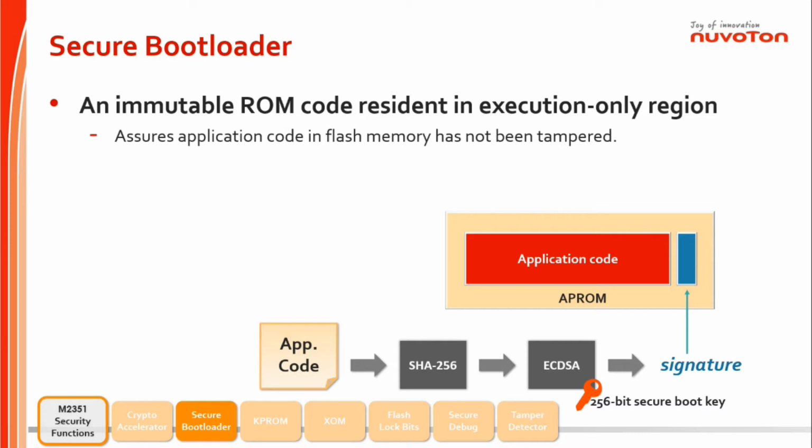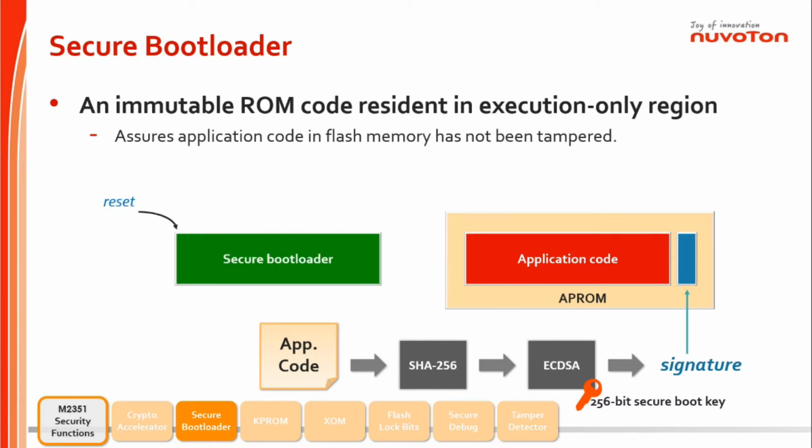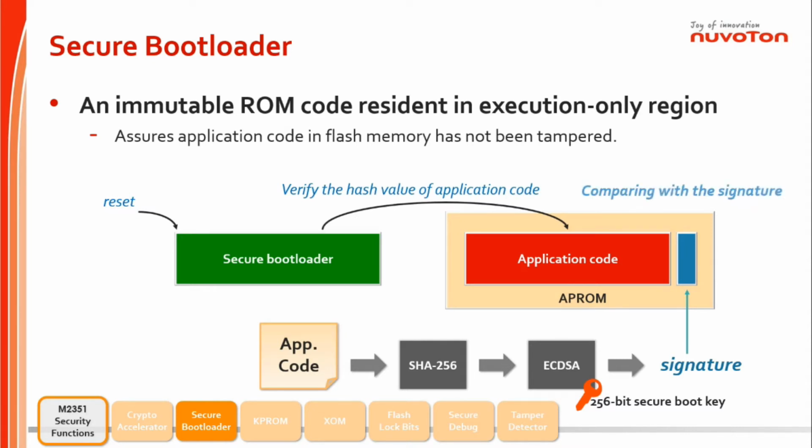The Secure Bootloader starts after reset. It will calculate the hash value of the application code. If these two values are the same, Secure Bootloader will launch the application. Otherwise, it will stop the execution.